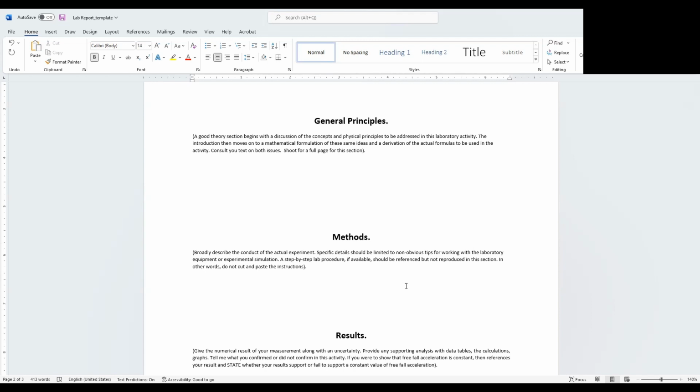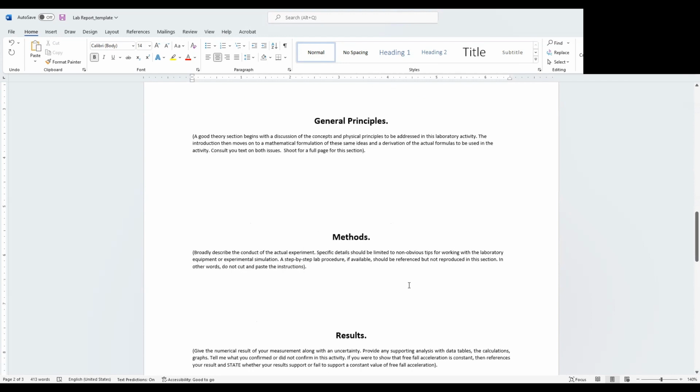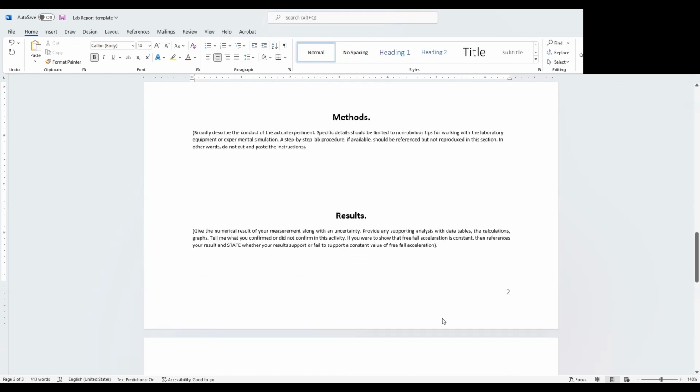In other labs, we're going to use computer simulations. Now, after performing the experiment, following the steps that are given in the orientation of the lab, you will write the results. So what do you have here in the results? You give the numerical result of your measurements along with the uncertainty. You will provide any supporting analysis with data tables, the calculations, graph, etc. You will mention in the results if the experiment you did confirms or not your hypothesis.